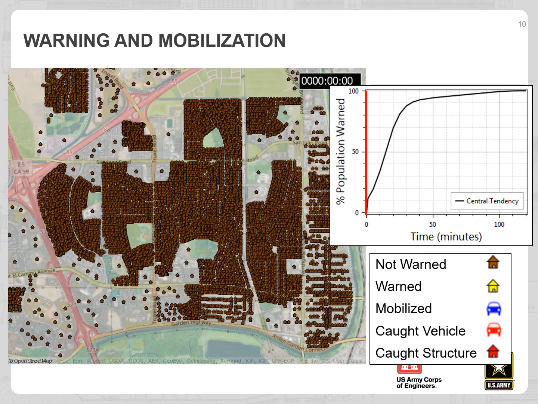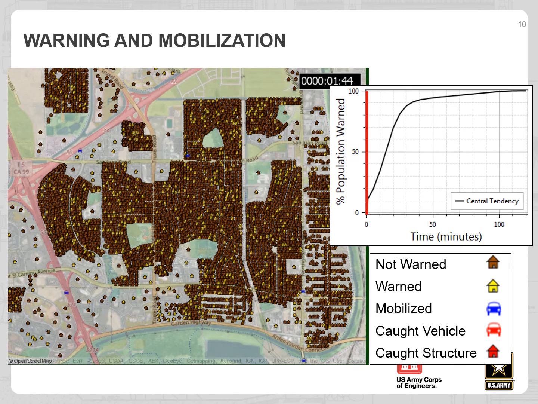Here's an example of the warning and evacuation process in LifeSim. Keep in mind that LifeSim simulates the entire warning and evacuation process, including traffic simulation, to determine where people will evacuate to or not evacuate in a flood event. Based on where they end up, LifeSim then assesses the hydraulic conditions at that location to determine fatality.